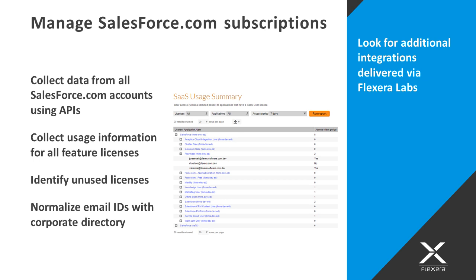So as I look at the Salesforce.com subscription capability, we are collecting data from the Salesforce.com accounts using APIs, and we're collecting all of the accounts, bringing that together, aggregating it. We're bringing in usage information for all the feature licenses. Obviously, we're identifying unused licenses. And as mentioned earlier, in terms of our core capability, we are normalizing the email IDs with the corporate directory. So this is really a full-featured capability to enable you to manage Salesforce.com subscriptions and to focus on spend management by identifying gaps between the subscription level that you are currently at and the usage level that you're actually encountering.